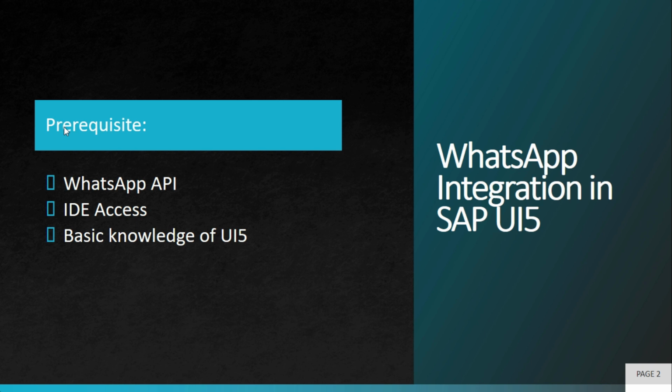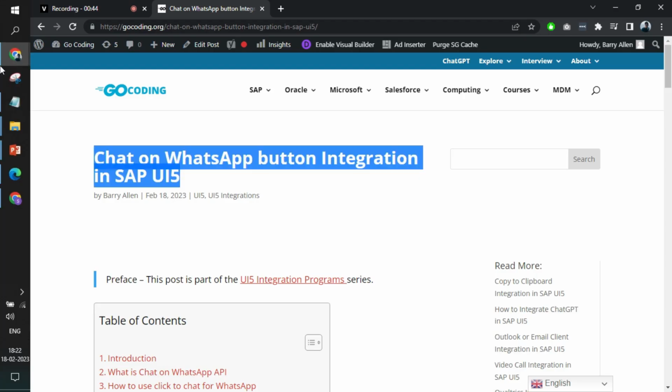There is one more way where you actually register for business WhatsApp integration, and that we can discuss in a different video. You need to have IDE access. It can be Notepad++, Visual Studio, Business Application Studio, or Web IDE. And then certainly you have to have a basic knowledge of SAP UI5. So let's jump to the article.